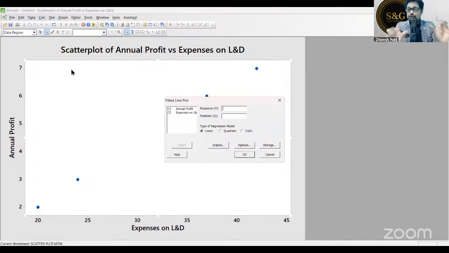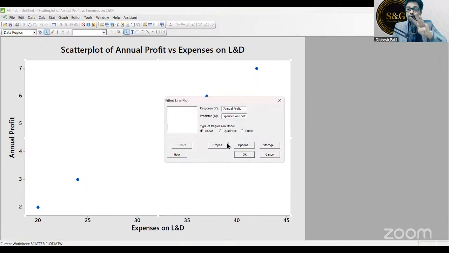Okay, clear screenshots have been given, so you can just follow those screenshots and practice this. Now, here the same thing. Y, our response, is our profit, and X is our expenses. Okay, so profit and expenses.